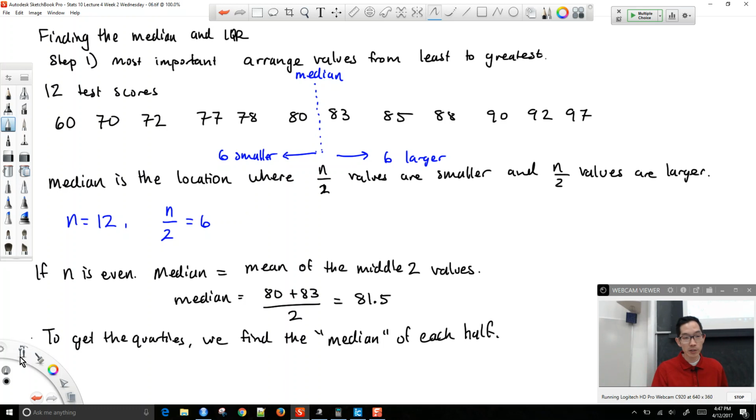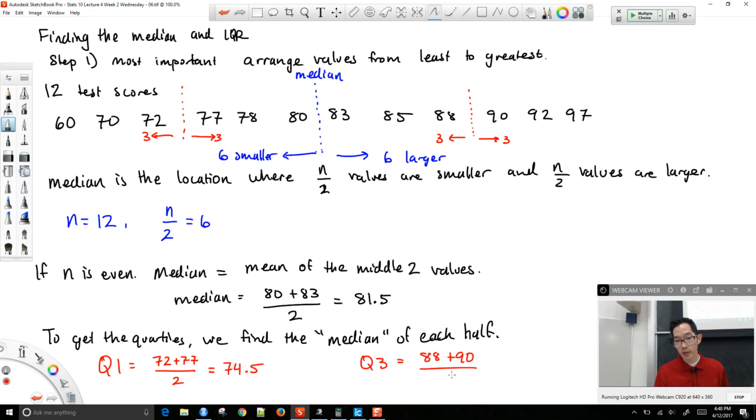So we have 6 values that are smaller. Half of 6 is 3. I want the spot where I've got 3 on this side and 3 on that side. So therefore my Q1 is going to be 72 plus 77 divided by 2. This gives me 74.5. Same thing over here. I've got 6 numbers over here. I find the spot where 3 are smaller and 3 are greater. 3 that way, 3 that way. Q3 is 88 plus 90 divided by 2. Q3 is 89. Okay? Once you have Q1 and Q3, you can get your IQR.